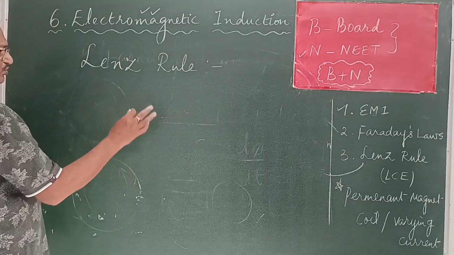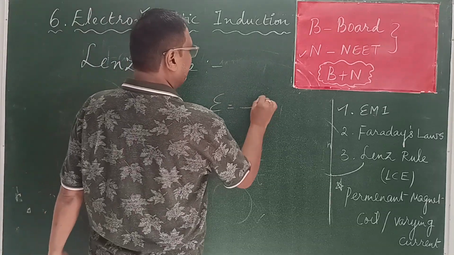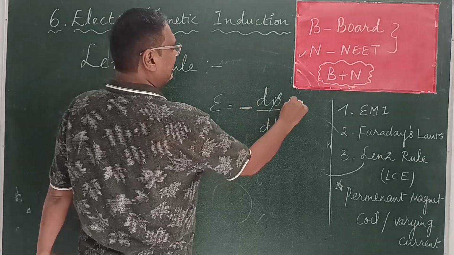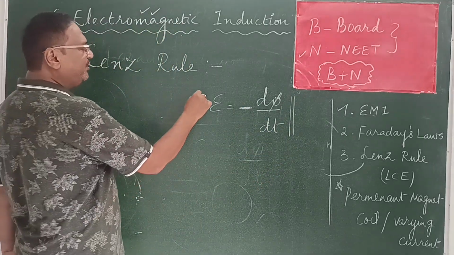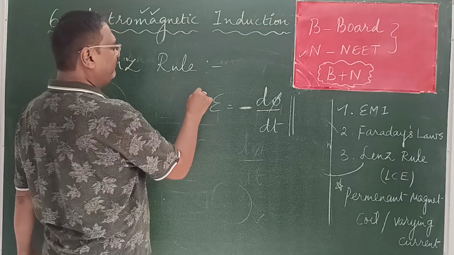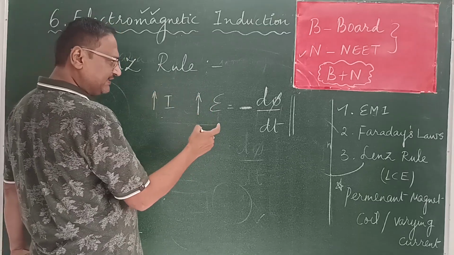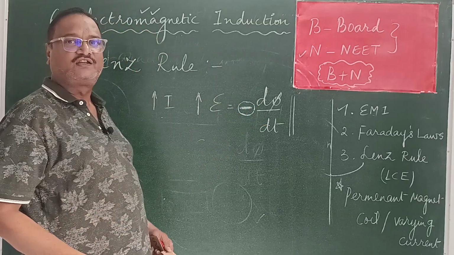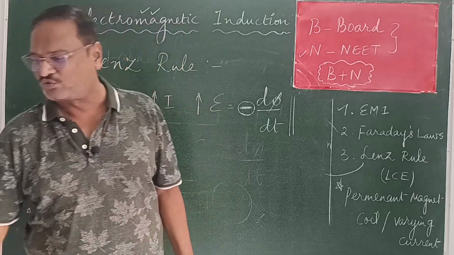Now, Lenz rule gives you the direction. So we know epsilon is equal to minus d phi by dt. That is, rate of change of magnetic flux induces an EMF or induces a current, and the direction of the current is opposite. So what does Lenz rule say? It's a very interesting rule.